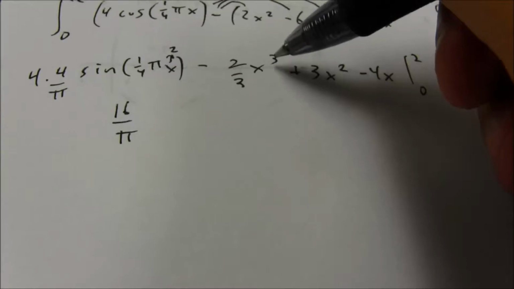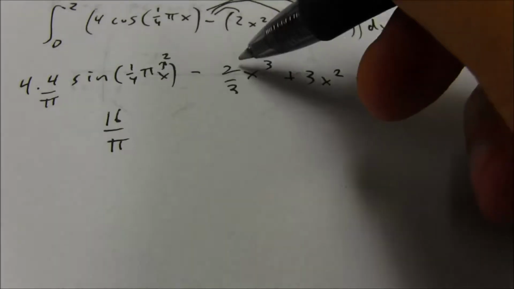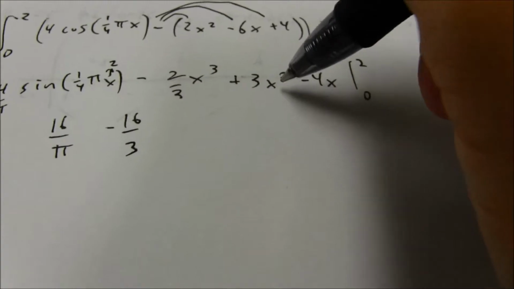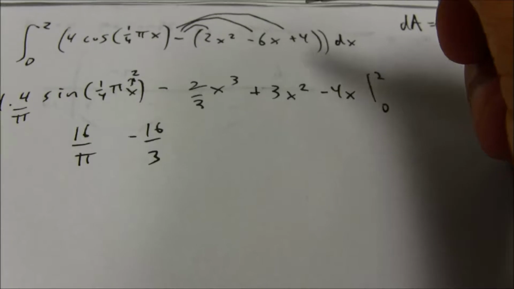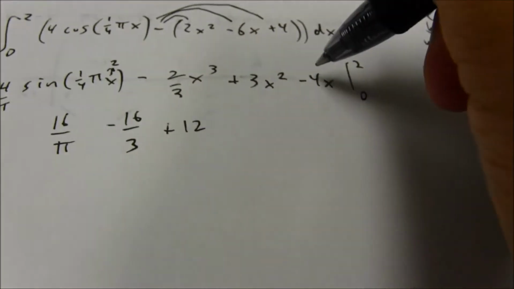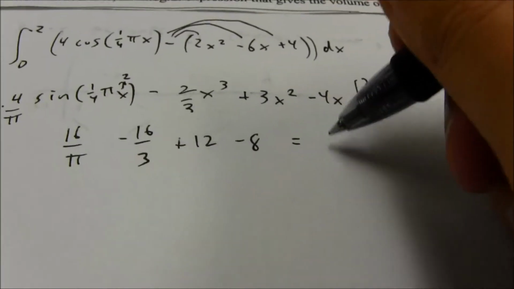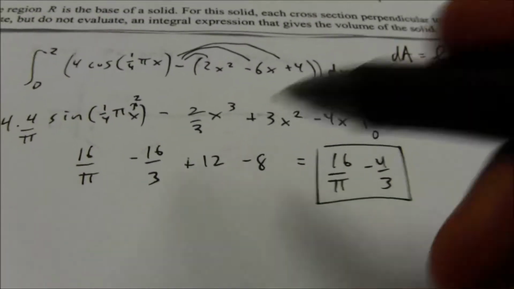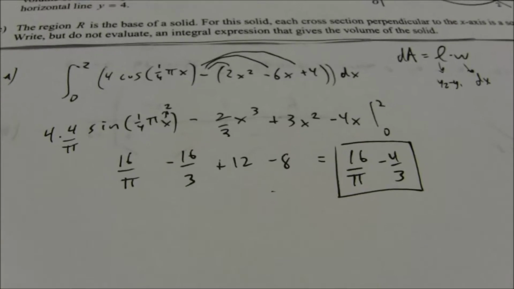And then, let's see, if x is equal to 2 here, 2 cubed is 8, it's going to be minus 16/3. And then 2 squared is 4 times 3 is 12, so plus 12. And then minus 4 times 2 is minus 8. And that should simplify down to just 16 over pi minus 4/3 if you go through the whole simplification process. Again, I believe you can actually leave this form here, but anyway, that's the better form of the answer. Okay, so big thing is you're just taking an integral of an upper function minus a lower function.